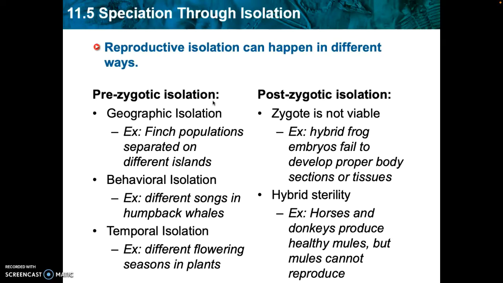Sometimes the zygote is produced, but it's sterile. So that's our second example of a post-zygotic isolating mechanism. The famous example here would be a horse and a donkey. They produce a mule, but that mule cannot reproduce. A mule is sterile. So that leads to reproductive isolation because the horse and the donkey population can't mate with each other and produce fertile offspring. So that is isolating the horse population from the donkey population. And that would be an example of a post-zygotic mechanism.